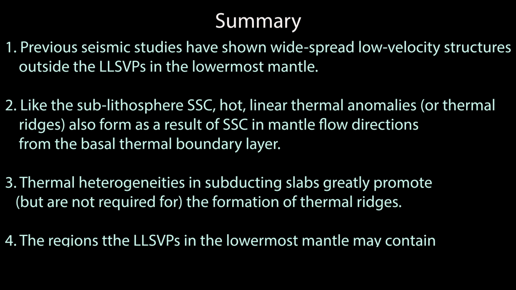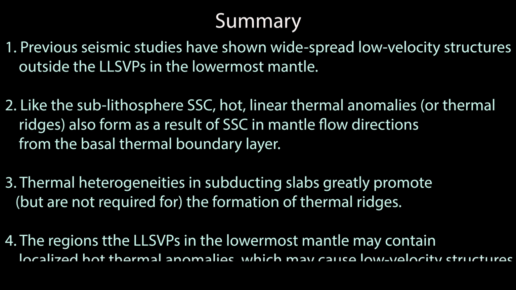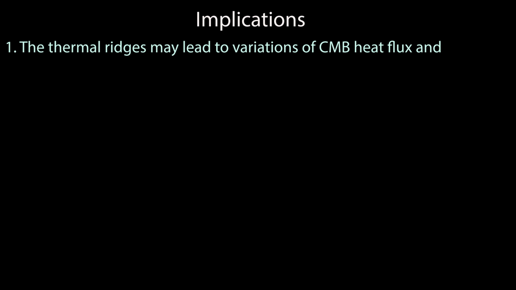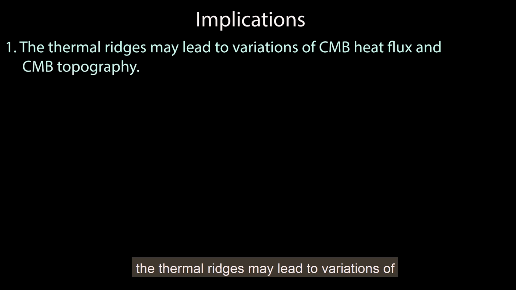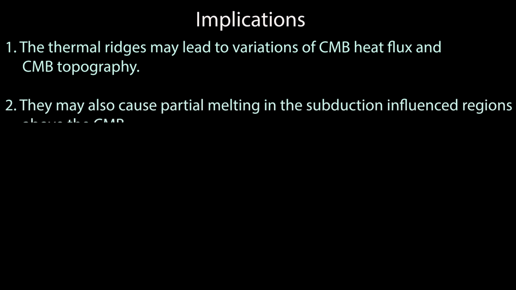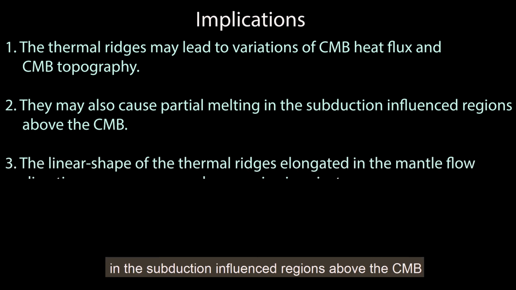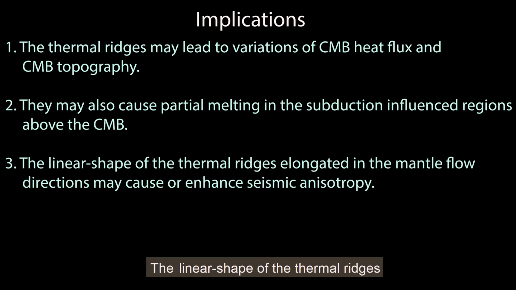Our results suggest that the regions outside the LLSVPs may contain localized thermal anomalies, which may cause low-velocity structures in these regions. These results also have important implications. First, the thermal ridges may lead to variations of CMB heat flux and CMB topography. Second, they may also cause partial melting in the subduction influence regions above the CMB. The linear-shaped thermal ridges elongated in the mantle flow directions may cause or enhance seismic anisotropy.